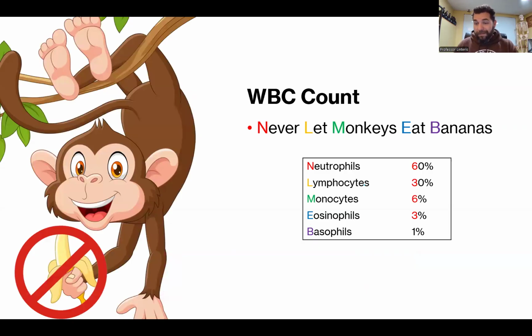This is, if this works for you, totally cool. This is in order from most to least. Never let monkeys eat bananas, 63631. And it just goes in the order of neutrophils, lymphocytes, monocytes, eosinophils, and basophils, clearly being the lowest number.